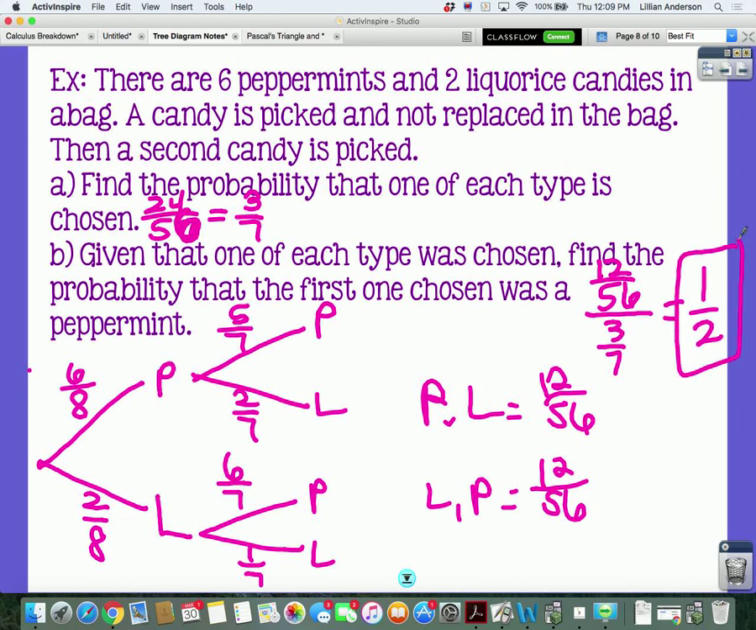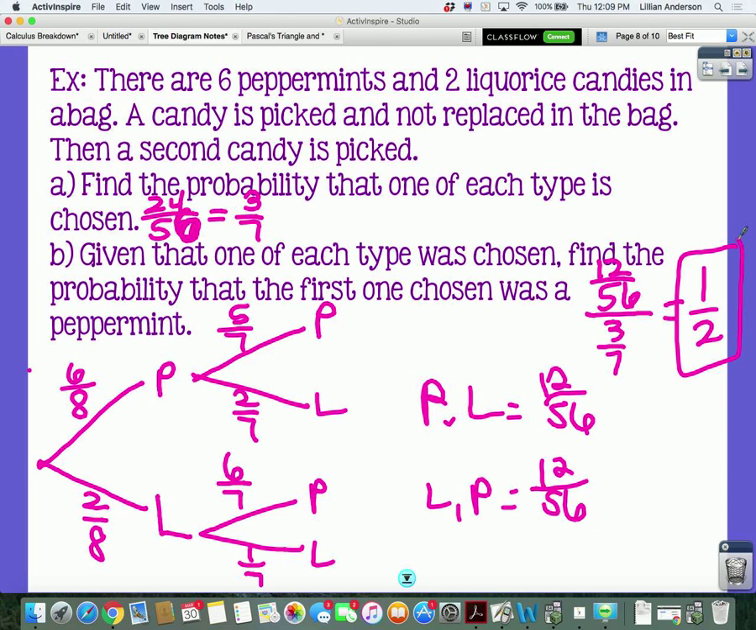So even when you're not replacing the ball that you pick or the candy that you pick or whatever that's coming out of a bag or a jar or whatever situation you have, you want to make sure that you take into account if you replace or if you do not replace it. And anytime you have multiple probabilities that fit a certain situation like A did, you want to add those 2 probabilities together. That's how we got 24 out of 56.